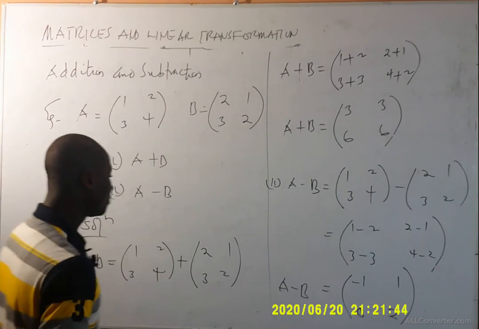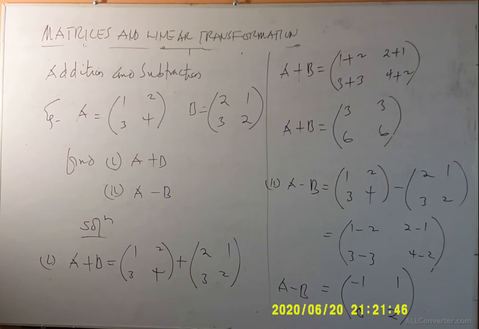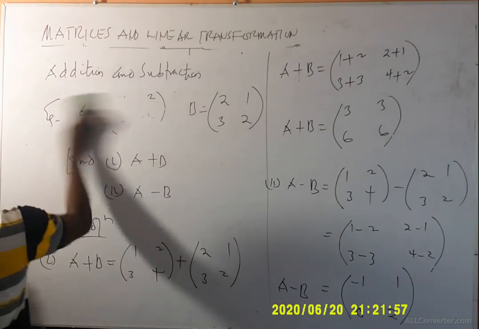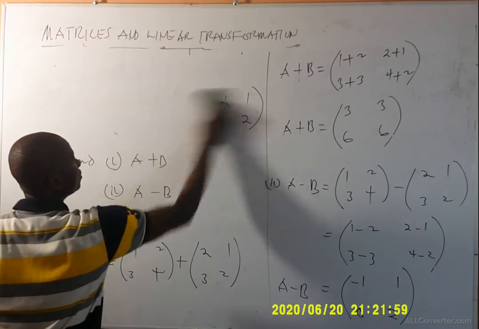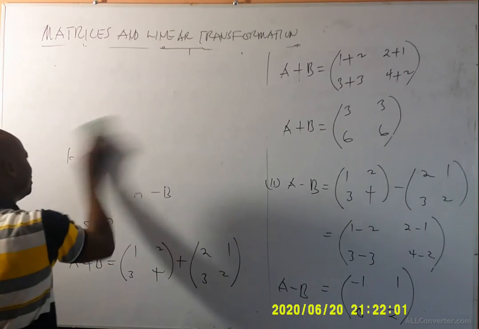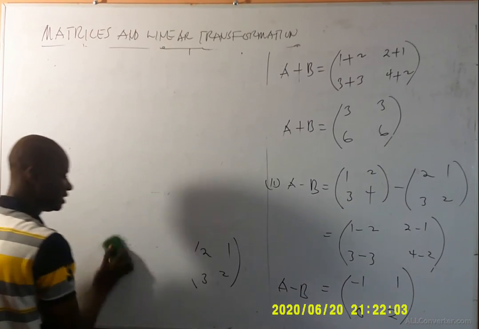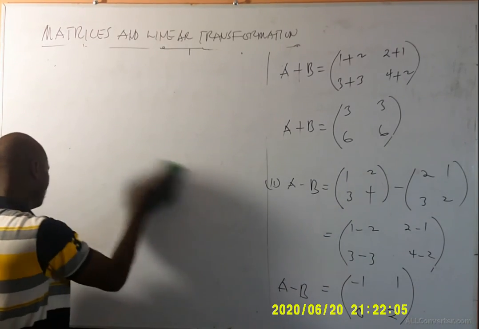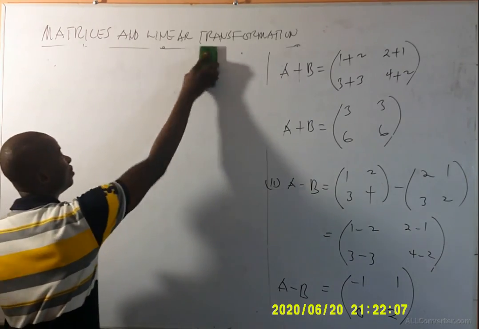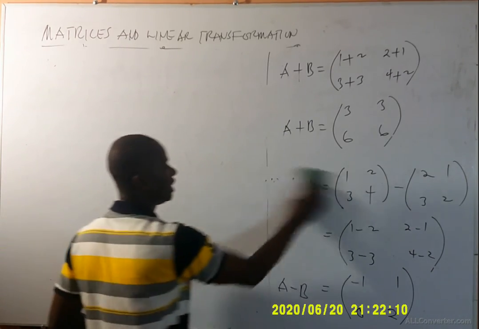So in general, that is how we add and subtract matrices together. So we have A plus B and A minus B. And that will be the end of this episode.